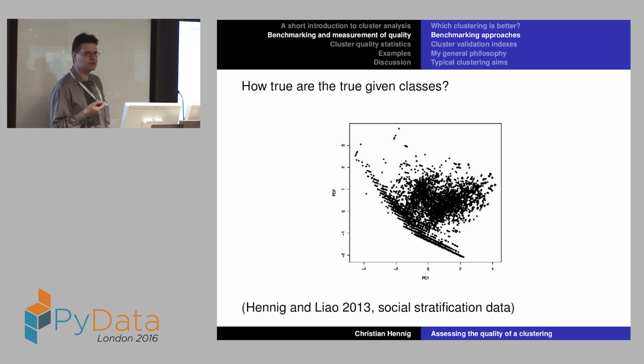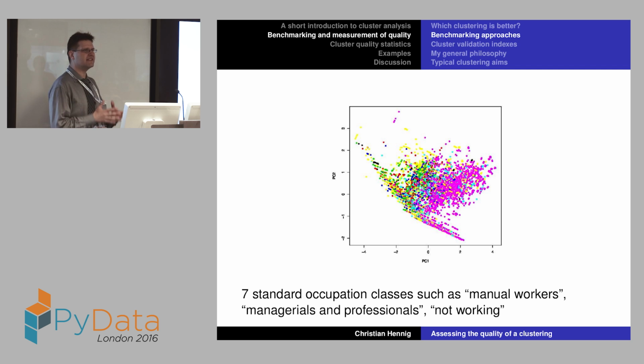This is a data set from social stratification that we analyzed in 2013. This is principal components of a data set that originally I think was 13-dimensional. Every object here is a person in the United States, characterized by variables such as income, number of savings accounts, house ownership, and things like this. Now, for this data set, we had some true classes, and these were standard occupation classes, such as manual workers, managerials, and professionals, not working, 7 of them.